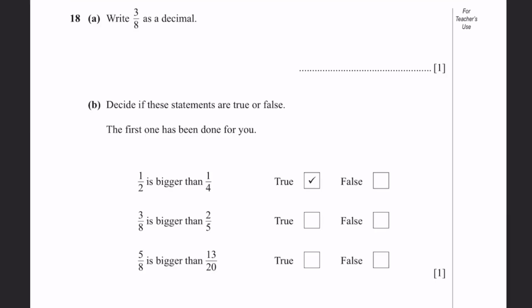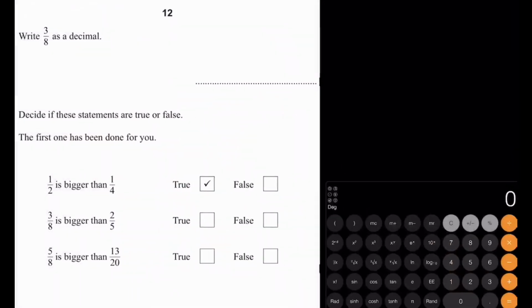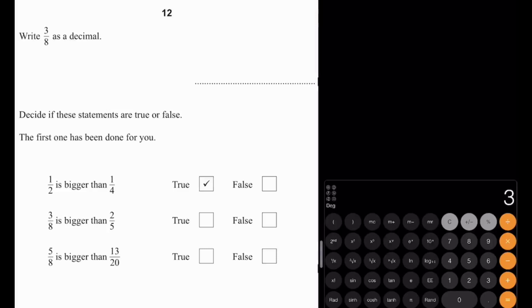A. Write 3 by 8 as a decimal. So for this, it's much easier to do it with the calculator. So let's take that out. There we go. 3 divided by 8 is simply 0.375. So that's the answer.